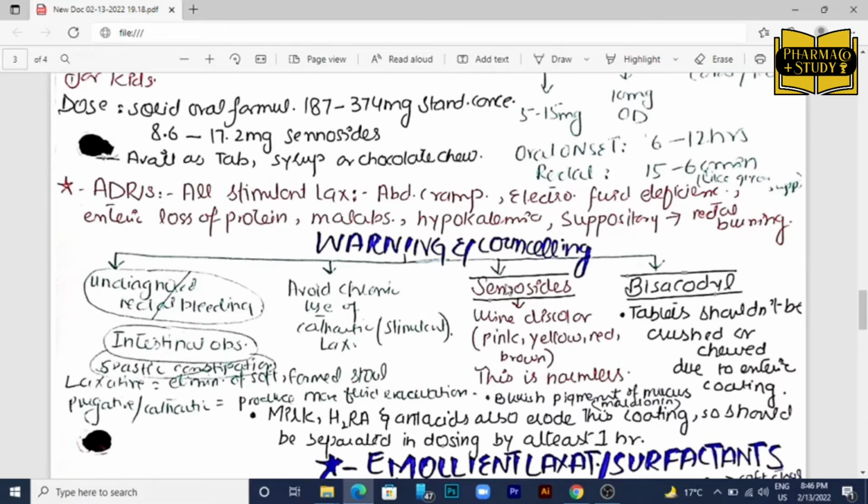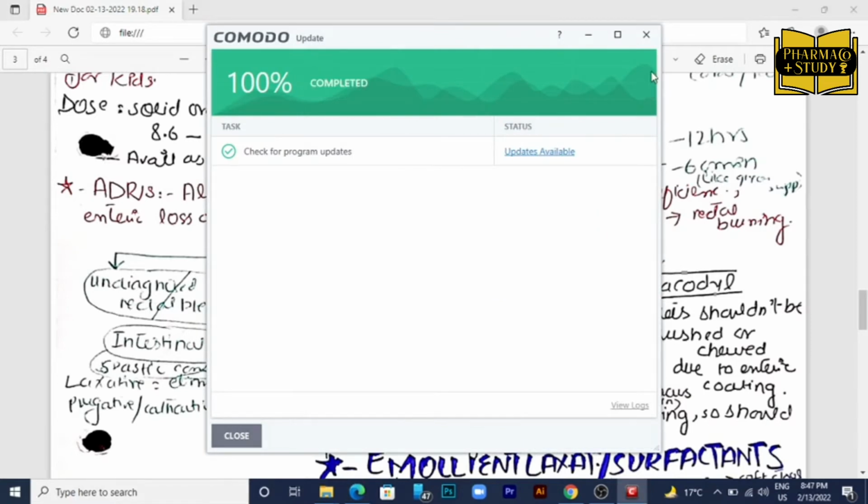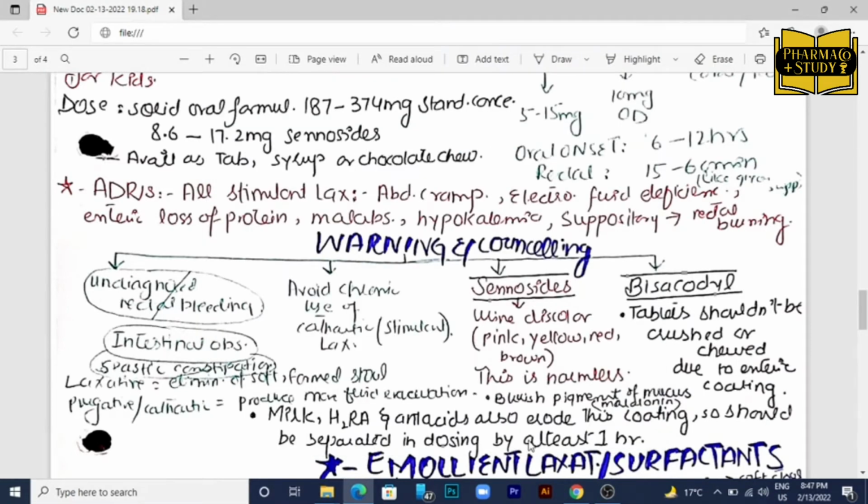Now comes toward the cyanosoids. The problem with the cyanosoids is urine discoloration. The color will change to pink, yellow, red, or brown. However, this is harmless. This is nothing to worry about. The other problem with the cyanosoids is a bluish pigment of the mucus, which is due to the melatonin. So there are two color changes.